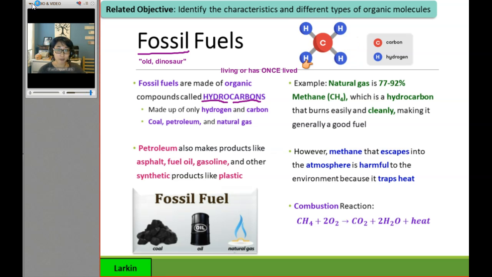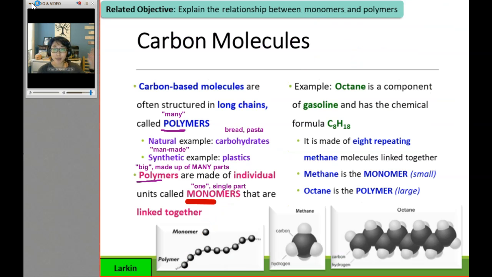Here was our example of methane right here. So if methane is your single monomer, your single piece, if you put a bunch of methanes together and link them up, that is going to create octane. So 8 repeating methane molecules linked together, that creates octane. So in this instance, methane is the monomer, the small single piece. And octane is the polymer, the big compound that's made up of many parts, in this case, many methanes.